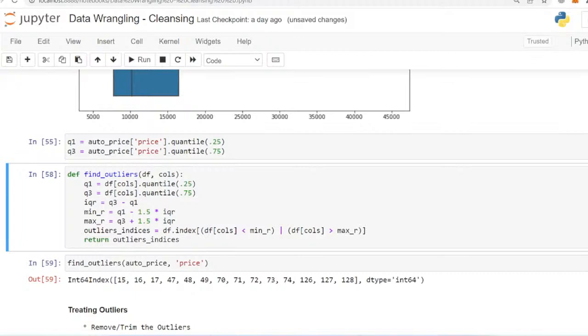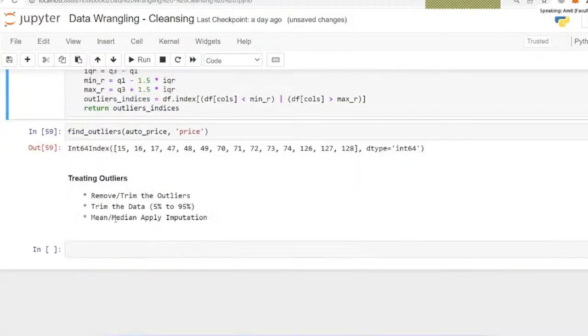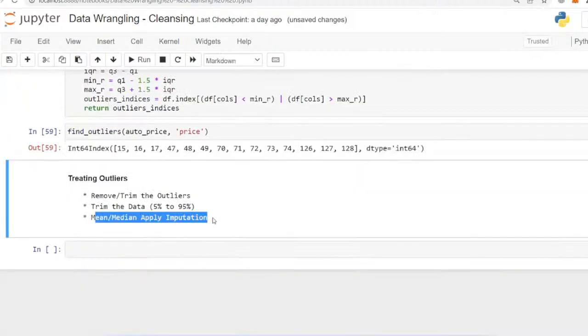I'll just send you the function. Please take it. Yes, we can apply the imputation method by mean and median.